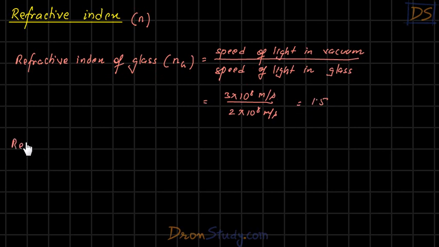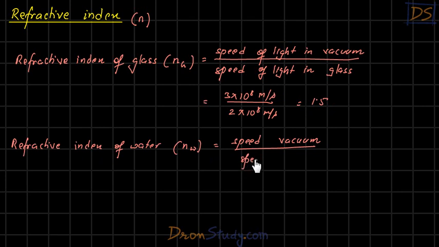Similarly, if you want to find, say, refractive index of water, it will be written as NW, okay, and it will be speed of light in vacuum divided by speed of light in water. Okay, so as we have already seen, speed of light in vacuum is 3 into 10 to the power 8 meter per second, and speed of light in water is 2.25 into 10 to the power 8. If you solve this, you will get 1.33. So that is refractive index of water.